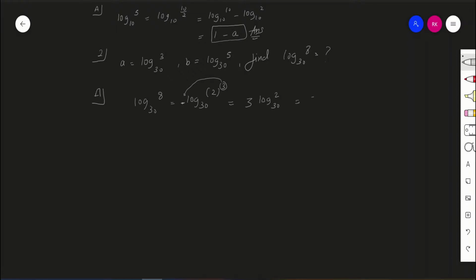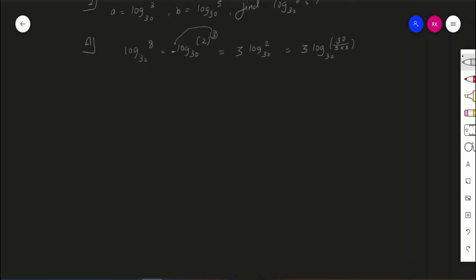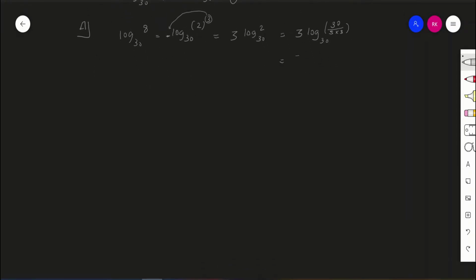and then I'm going to replace this 2 by 30 upon 5 into 3, and then 3 times log 30 base 30 minus log 3 base 30 minus log 5 base 30. So this is going to return me 3 into 1 minus a minus b. That's the answer for the second question.